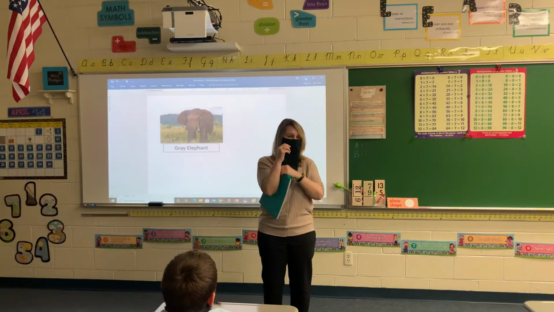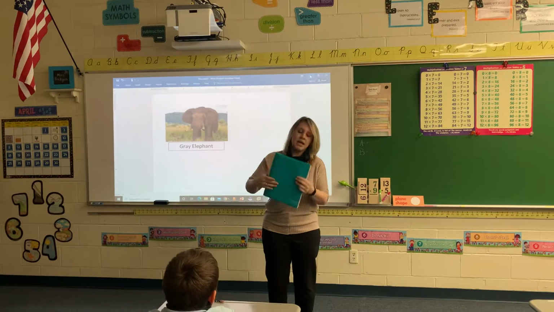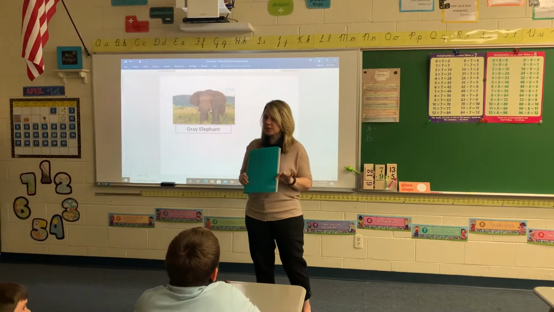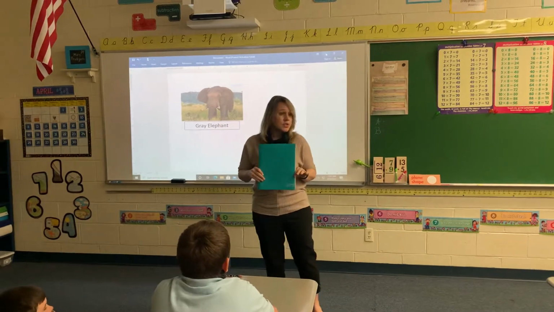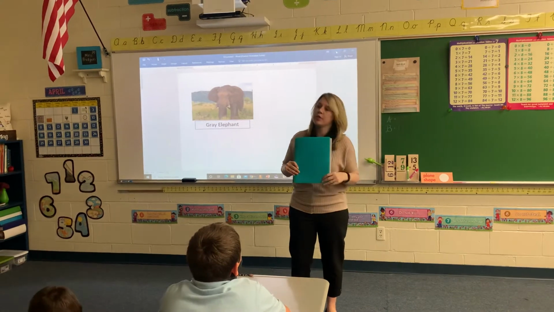I'm going to take a look at the animal notebook, but I'm going to take my mask off so that you can hear me clearly. This animal notebook was done by a third grader 2 years ago, so she's in the 5th grade now. Yours looks a little different, but not a whole lot. So we're going to go through the animal notebook.